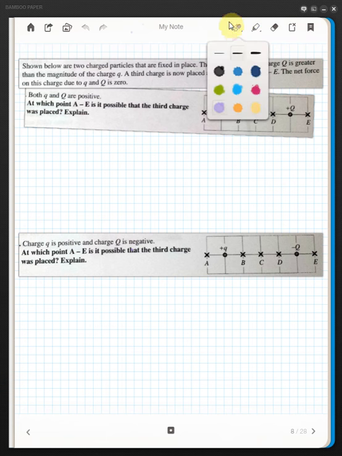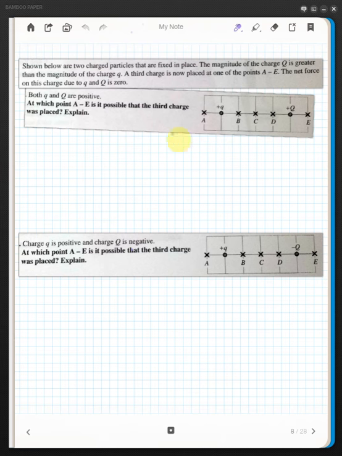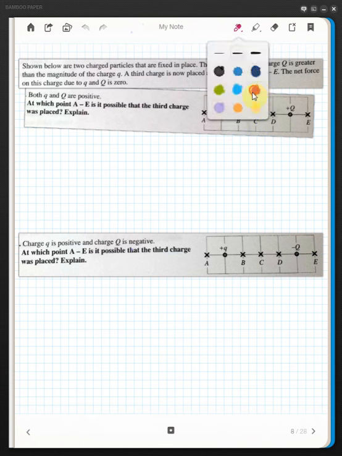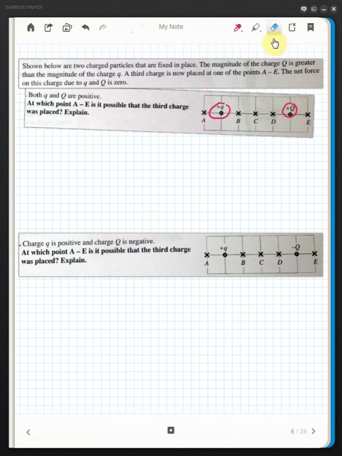Okay, this is one of the conceptual problems that might show up on your test. I don't really have a number for it, but it says shown below, there are two charged particles that are fixed in place. So they're right here. I'm going to highlight them. So this one and this one are fixed in place. Big Q is a greater magnitude than little q for all of them. There are two of them here for both of these. A third charge is now placed at one of these points, A, B, C, D, E.